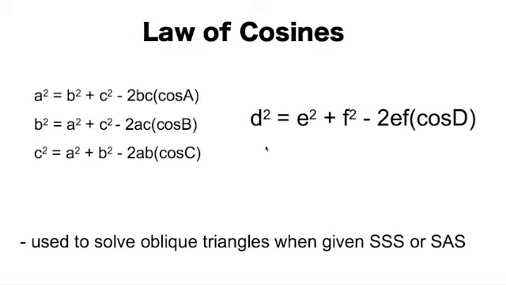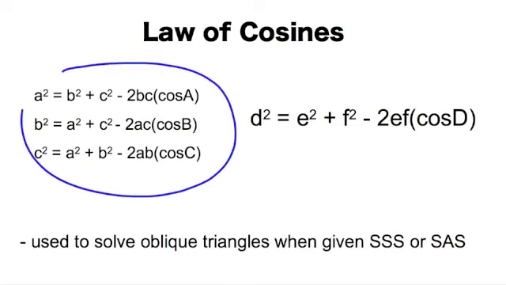But the law of cosines, if you look it up on the internet or in your book, you're probably going to see these three formulas right here. We can make it simple. Math people usually don't want to do that. That's why they use the three, but we can use this one formula over to the right as long as you understand that the sides and the angles are interchangeable.